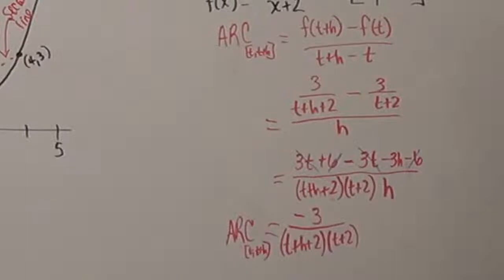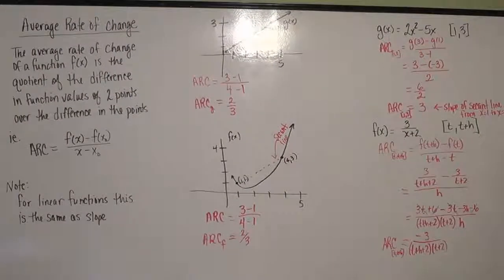Now, again, this average rate is basically telling us the slope of the secant line. It doesn't look like it's saying much here, but what this has done is it's given me a formula for any interval of h length. So once I figure out what t value I want to start at, I can always figure out the average rate of change for that interval of h units.